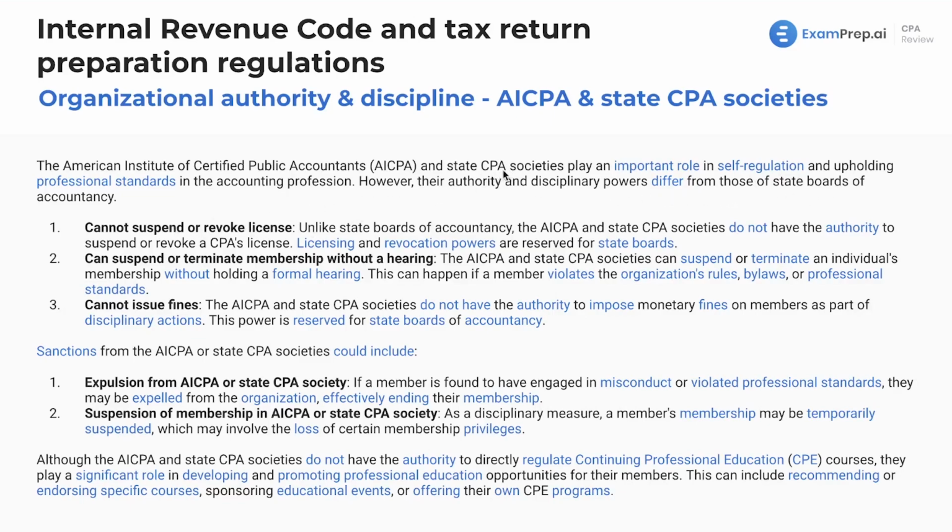Now, important to see here is that state CPA societies, that's different than the state board of accountancy. So I am licensed through the New York. Hopefully I'm still licensed. I don't know. Maybe I didn't pay my fines. No, I'm a good CPA. I pay all my fees and everything.